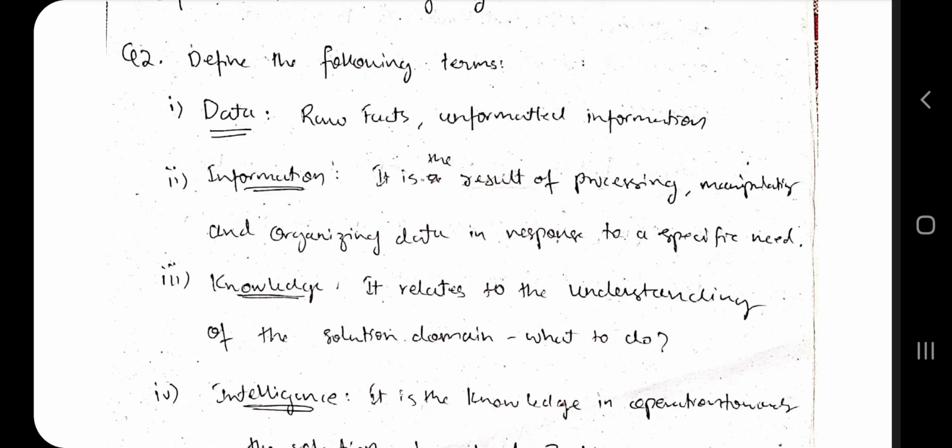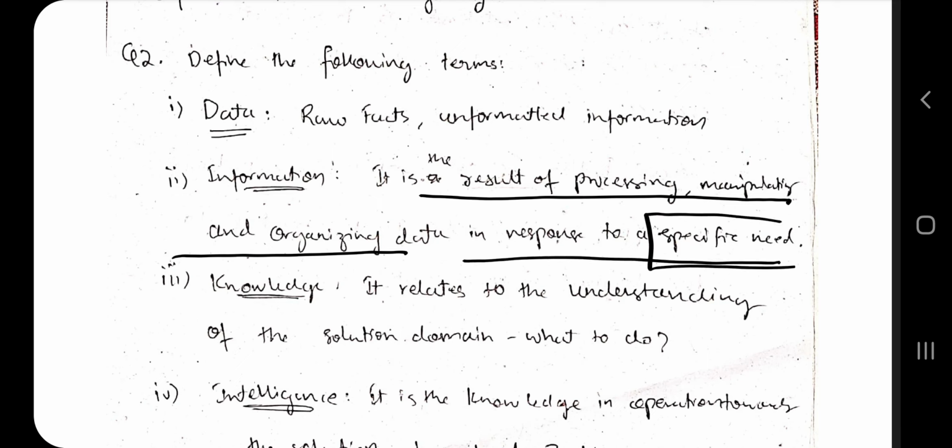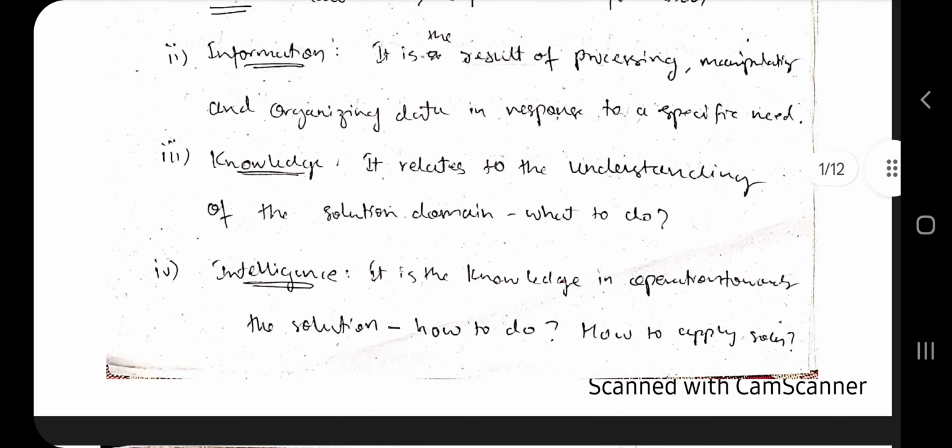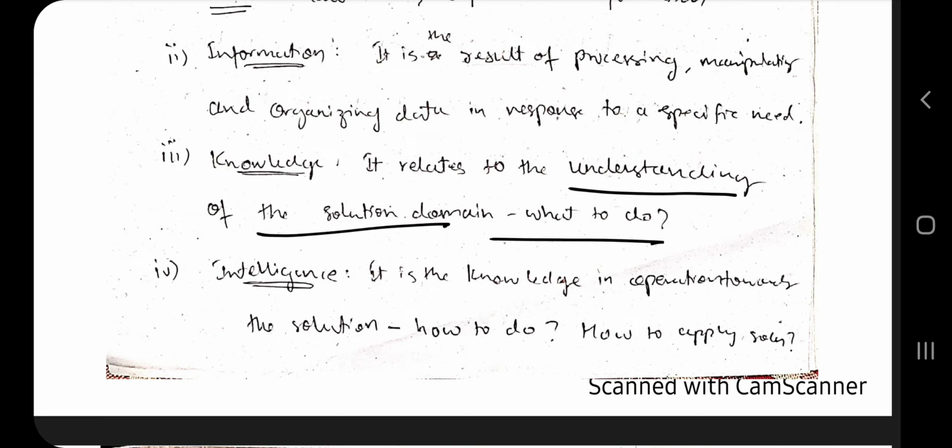It is a result of processing, manipulating, and organizing data in response to a specific need. Wherever there is a need to use information, at that time we will take data and organize it, process it, as well as manipulate it so that our specific need is fulfilled. What is knowledge? Knowledge is nothing but an understanding of what the solution domain wants us to do. It is different from information.